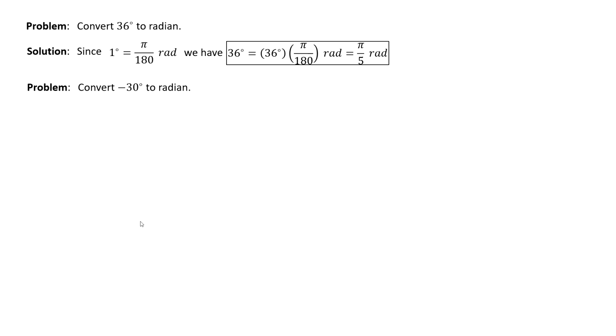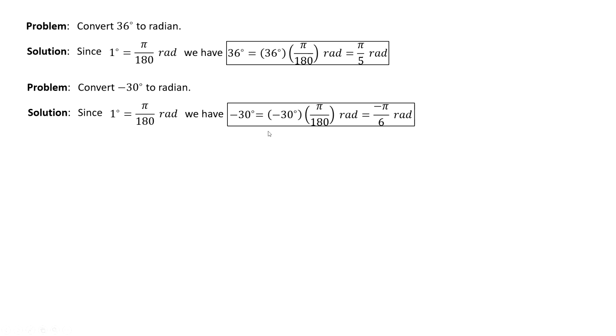Yes. See, initially that's what we talked about, right? An angle is considered positive if the rotation is counterclockwise. An angle is considered negative if the rotation is clockwise. So apparently we have a clockwise rotation by an amount of 30 degrees, and we are now being asked to find how many radian that corresponds to. Well, as simple as before, since 1 degree equals pi over 180 radian, we have negative 30 degrees times pi over 180 radian.